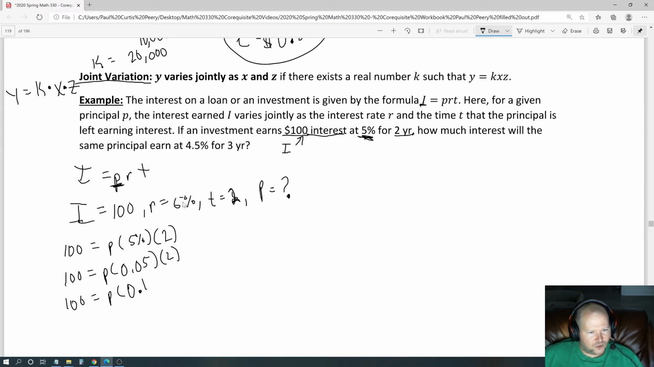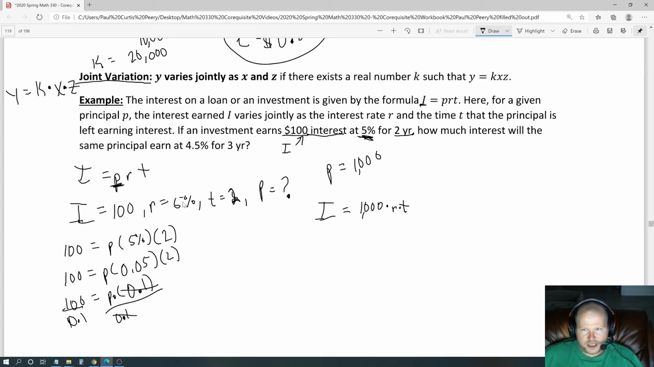is 0.1. And now, since P is being multiplied by 0.1, I'm going to divide both sides by 0.1. And whatever I do to one side, I will do to the other, which means I divide 100 by 0.1. 0.1 cancels out with 0.1, and we end up with P equals 1,000. Cool. Now we know the principal. So the original equation I is equal to 1,000 RT. Okay, cool. Now we plug in what we know.